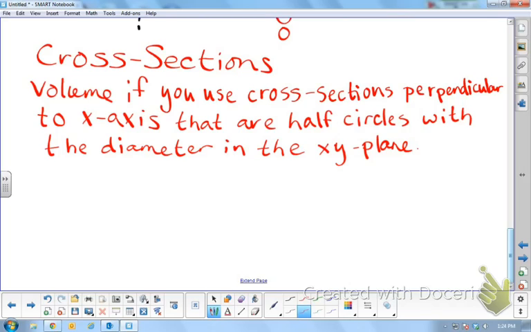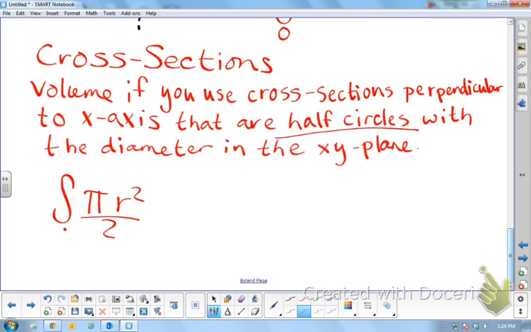Half circles. Half volume. X-axis, diameter. We know we're doing volume, we know they have cross sections, we want half circles. So what's the area of a half circle? I'm not even going to worry about my functions yet. Pi r squared over 2. So I know I am integrating pi r squared over 2.